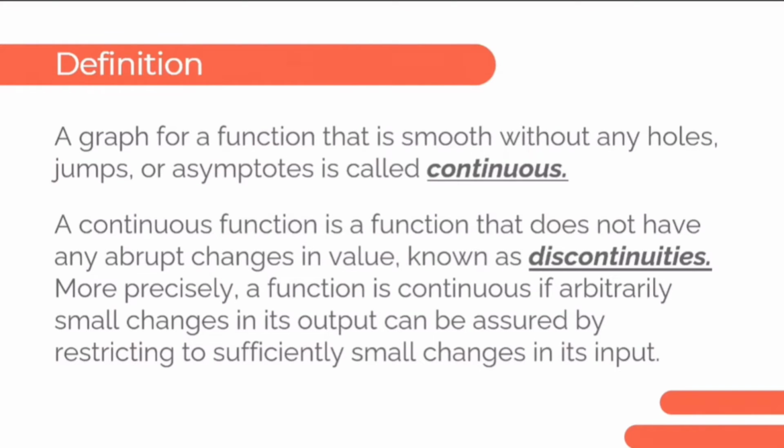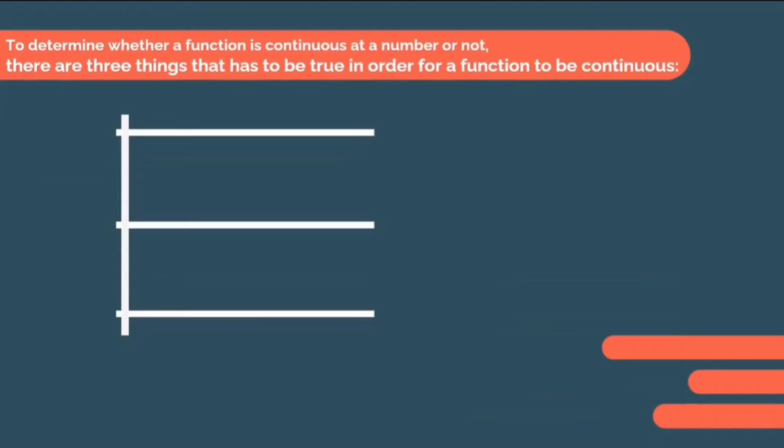More precisely, a function is continuous if arbitrarily small changes in its output can be assured by restricting to sufficiently small changes in its input. To determine whether a function is continuous at a number or not, there are three things that have to be true in order for a function to be continuous.